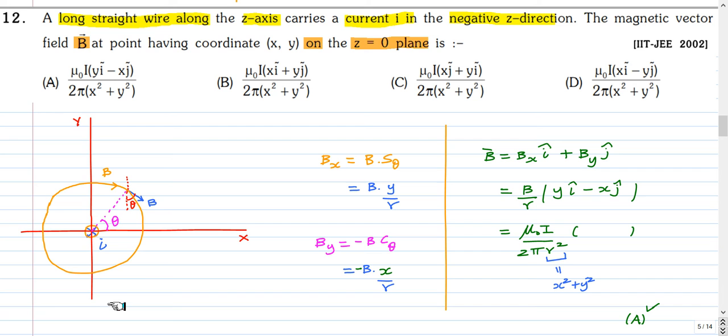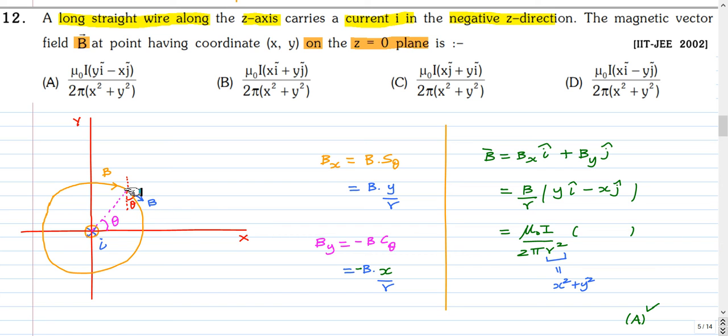So the long straight wire is carrying current along the z direction. So x axis towards right, y axis vertically upwards. So z axis is perpendicular to the plane of paper and is coming out. So the direction of current, which is in the negative z direction, is into the plane of paper. So we can get the direction of magnetic field. It will be circular and it will be given by the right hand thumb rule. So it will be in this direction, in the clockwise direction.